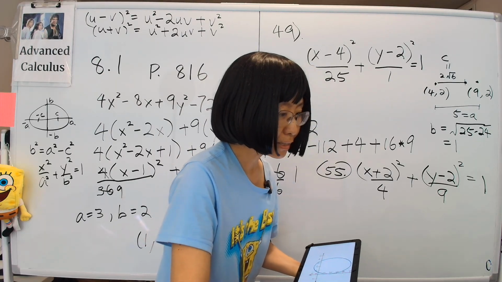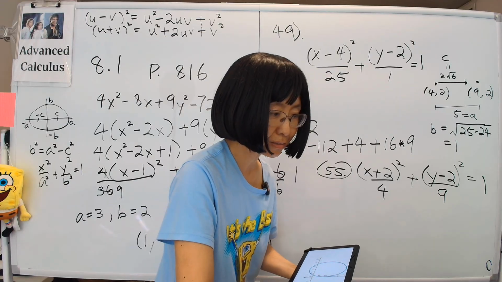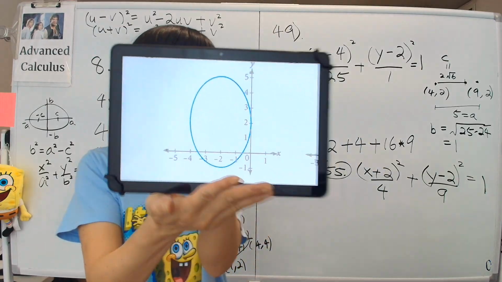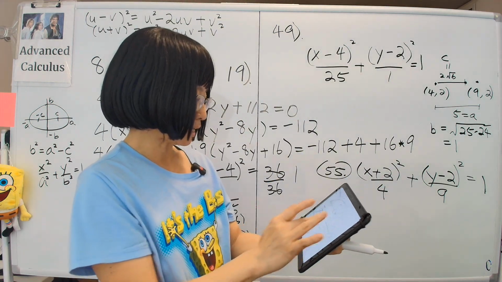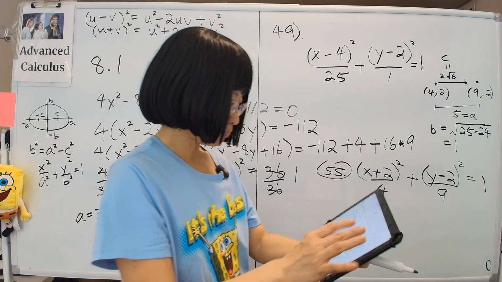55, (x plus 2) squared over 4, plus (y minus 2) squared over 9 equals 1. That's it. Okay, that's a pretty nice ellipse, right? I mean, I wish I could draw like that, but I can't. Okay, so next, let's look at the next problem.